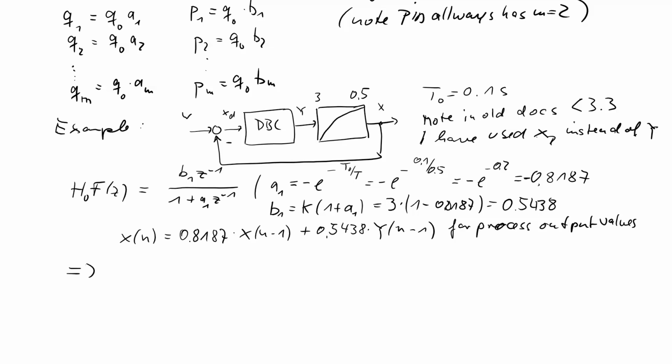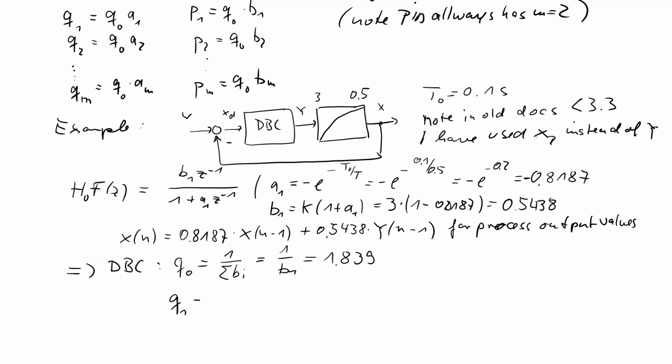Now calculate the deadbeat controller parameters. The first parameter is Q0, which is 1 divided by the sum of all b's. In our case we have only one b, so this is the inverse of b1. The inverse of b1 gives 1.839.